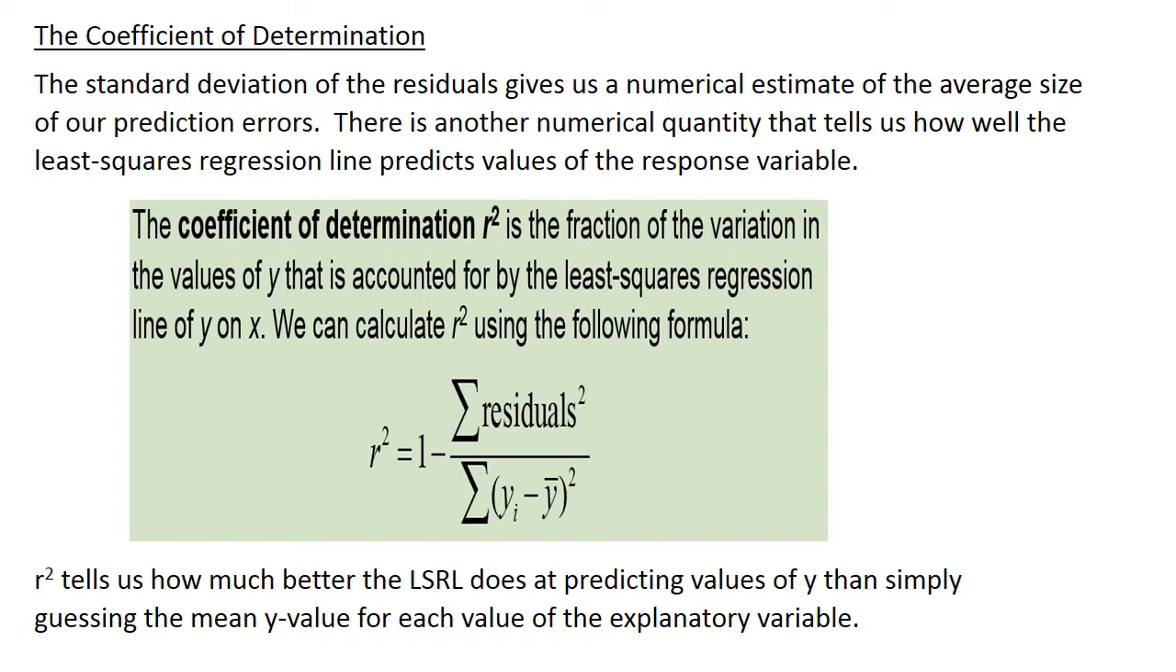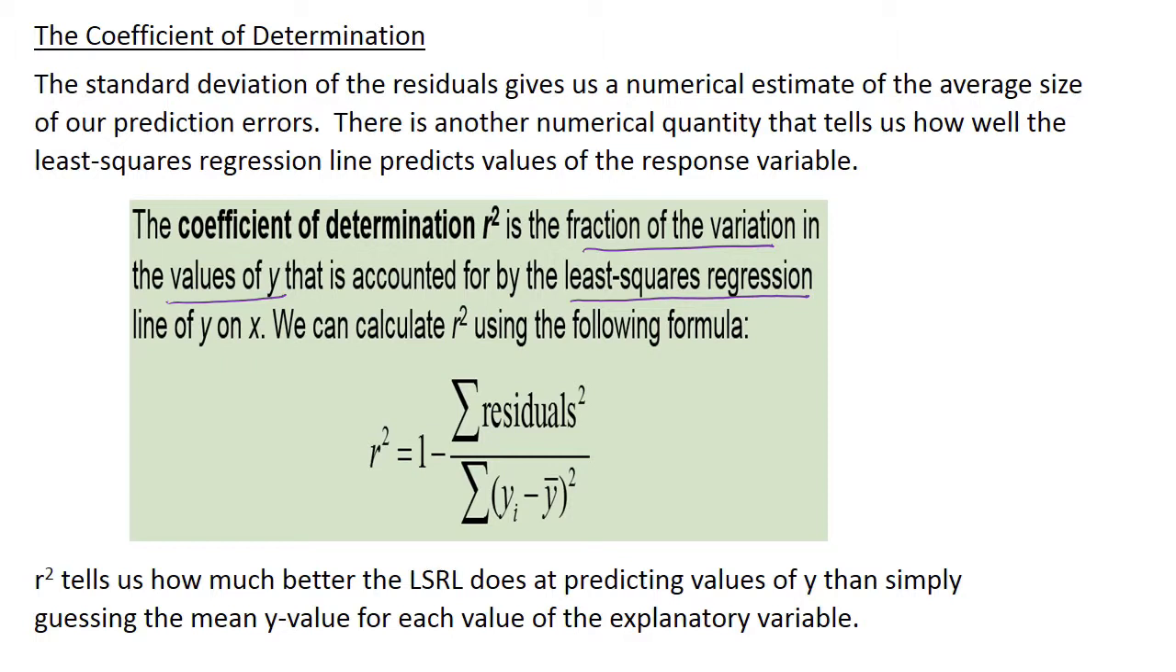What R-squared is going to do is give us the fraction of the variation in the values of y that's accounted for by the least squares regression line. Now, we won't have to calculate this ever. Our calculators will do it for us. But you know how we've always looked at the correlation coefficient, the R. This is literally the R-squared, but it will be given to us on our calculators. And it just tells us how much better the least squares regression line does at predicting values of y than simply guessing the mean y value for every single value of the explanatory variable.